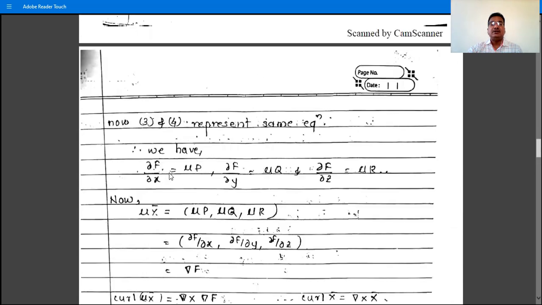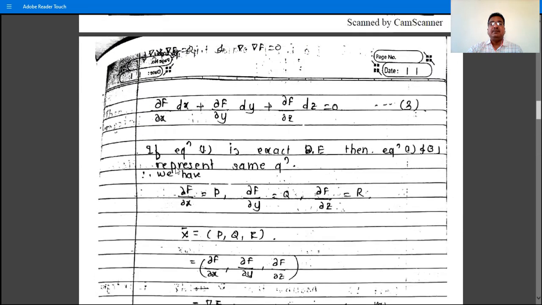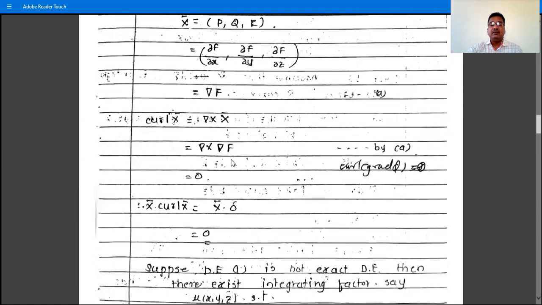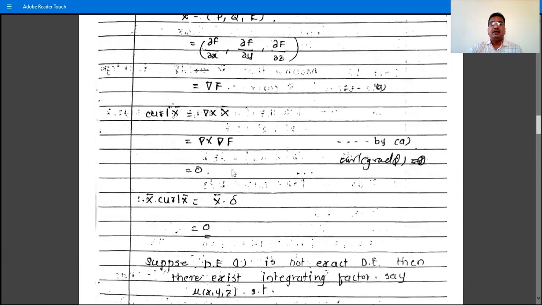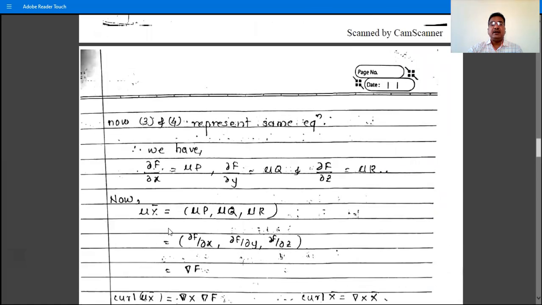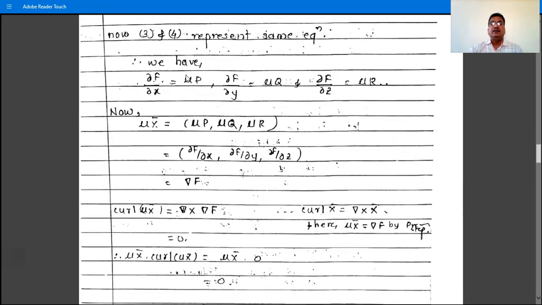μX̄, what is μX̄? That is multiplying μ by X̄. So we have this X̄ is PQR, and μX̄ is what? μP plus μQ plus μR. And then μP is ∂f/∂x, μQ is ∂f/∂y, and μR is ∂f/∂z.